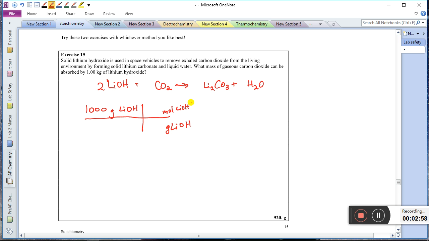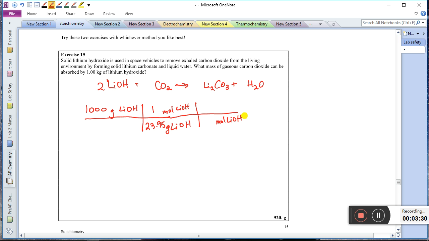6.941 plus 16 for all intents and purposes. Right. So 23.95. Alright. So we're at moles of lithium hydroxide, so we know moles of lithium hydroxide also has to go on the bottom.